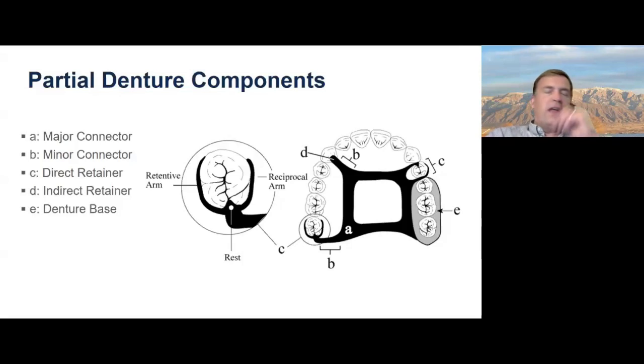As you can see on this particular case, it's a Kennedy class 2, and that indirect retainer keeps the saddle from raising by resisting the fulcrum effect from one side to the other, basically. And then last but not least, we have the denture base, which is the point of the whole thing. Especially with the class 1 and class 2, we really need good adaptation on our denture bases, because that's the best way to minimize movement and also to try to stave off bone loss due to external force on the bone.